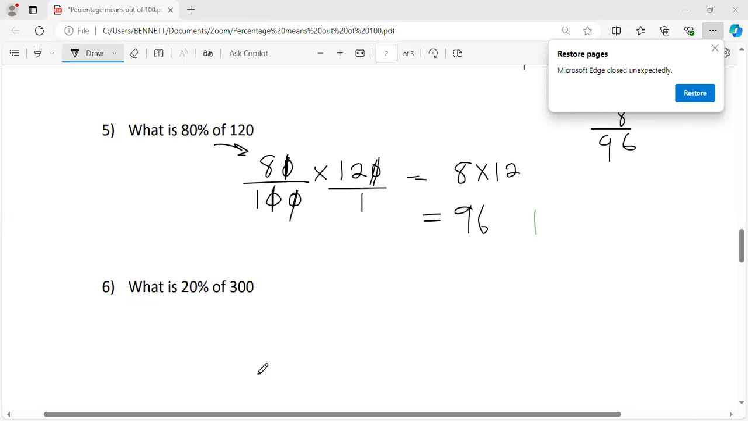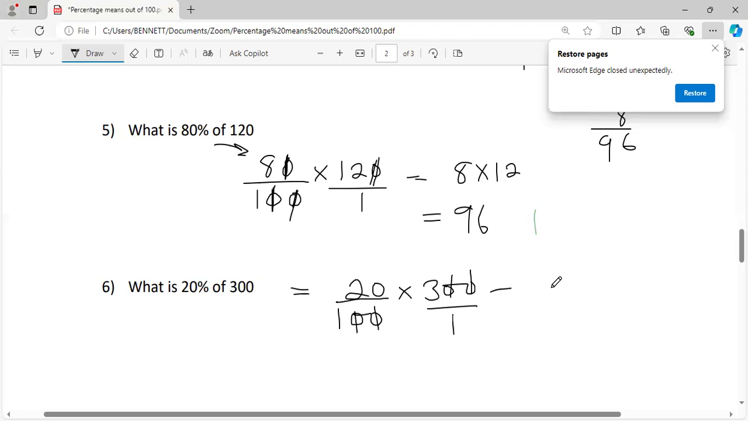Alright, so it said, what is 20% of 300? Again, we know that percent means out of 100. That's our foundation. Once you remember that, guys, it becomes so much easier. So it's 20% times the 300. And again, cancel. Divide by 10 there. Divide by another 10. So it's going to be 20 times 3.